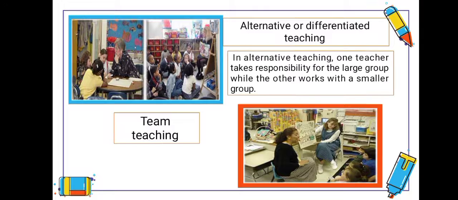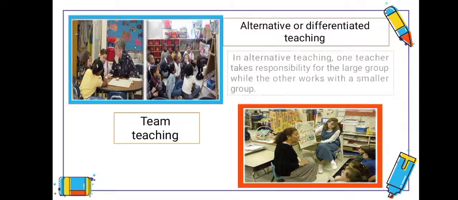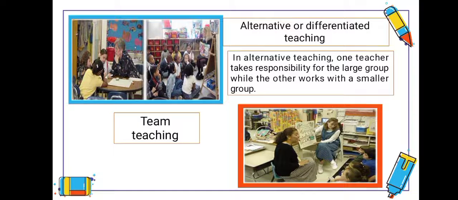The alternative or differentiated teaching. In alternative teaching, one teacher takes responsibility for the large group while the other works with a smaller group. So the students are divided into two groups. One group is a small group and the other group is a large group. In this model, most of the class will receive the same lesson from one teacher, while the other teacher works with a small group of students on a completely different lesson.